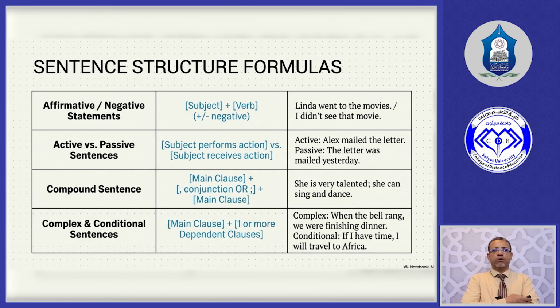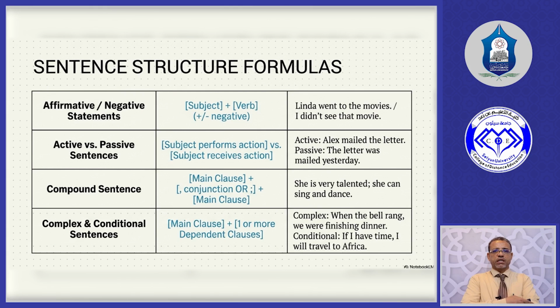Compound sentence also: main clause, conjunction, and then another main clause. She is very talented. Then you call it a semicolon. Here you can use a semicolon, or you can use and. Okay. She can sing. She can sing what? And dance. You can use whatever additional linking word.